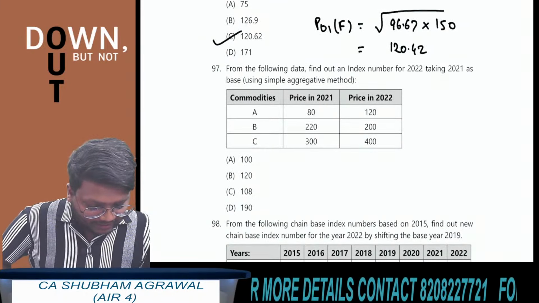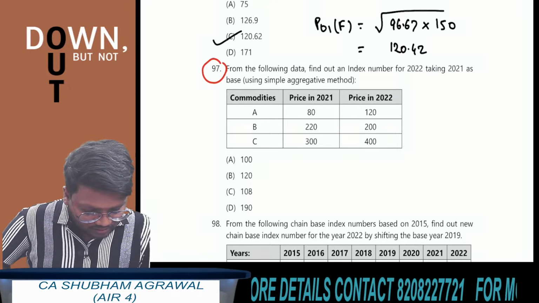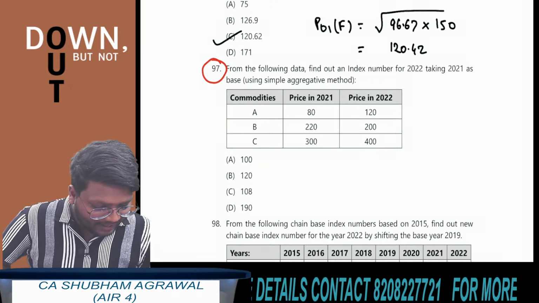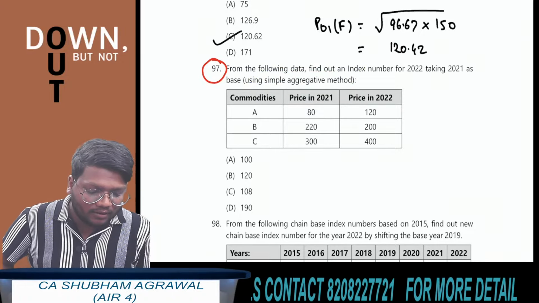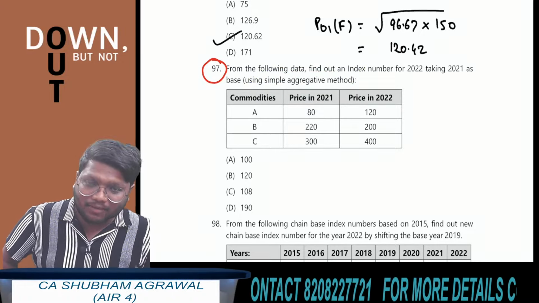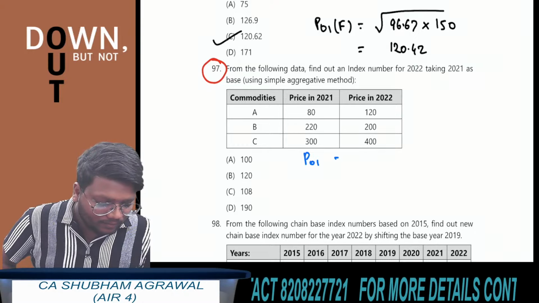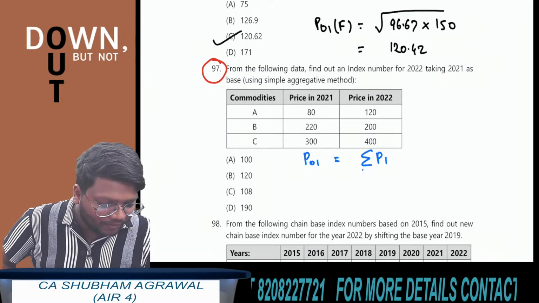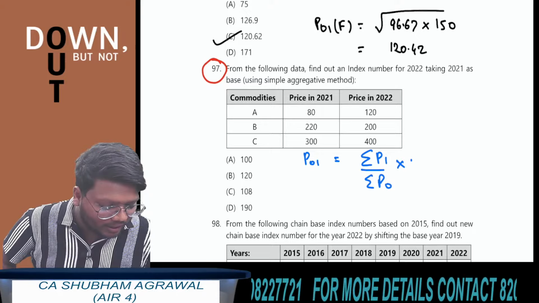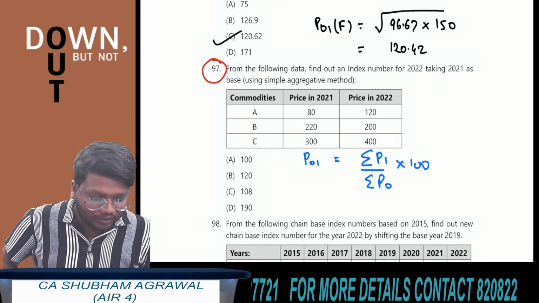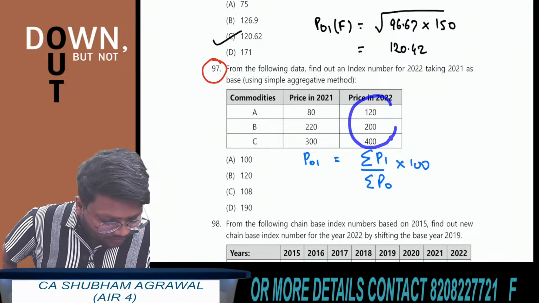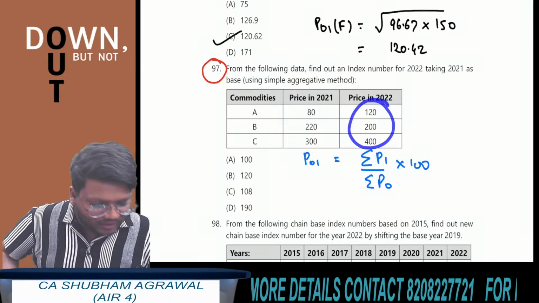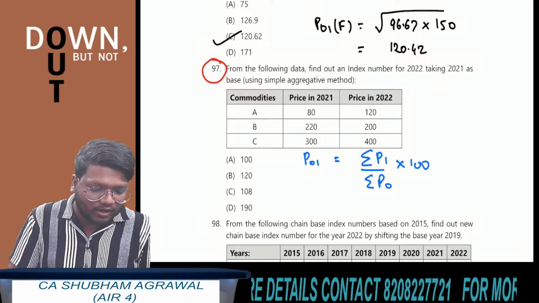In question number 97, what have they asked? We have to find index number using simple aggregative method. What is the formula to find price index number using simple aggregative method? Summation of P1 divided by summation of P0 multiplied by 100. Here, what is summation of P1? Add all these figures: 120 plus 200 plus 400. What you are getting?